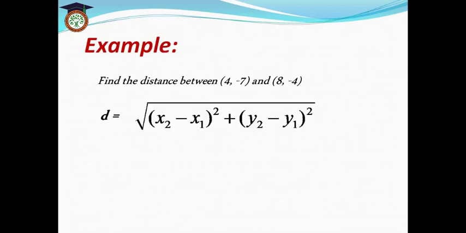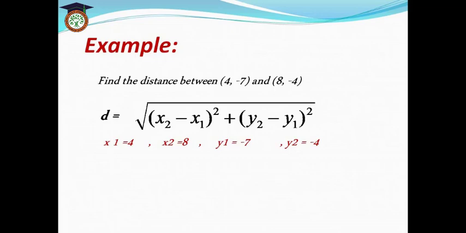Another example. Find the distance between (4, -7) and (8, -4). Of course, by using the same formula, (x2 minus x1) squared plus (y2 minus y1) squared. By substituting, x1 here equals 4, x2 equals 8, y1 equals -7, and y2 equals -4.